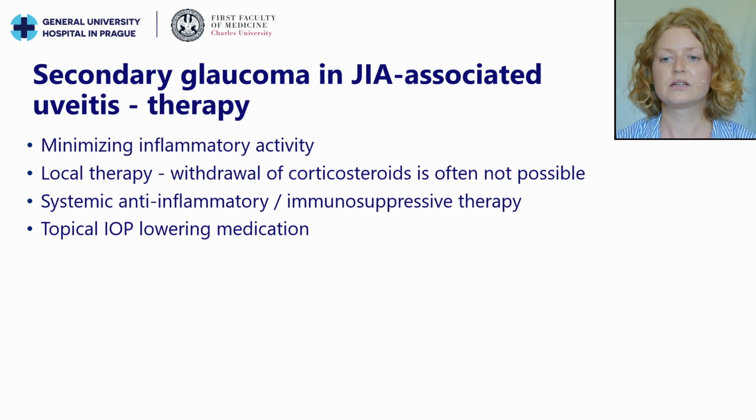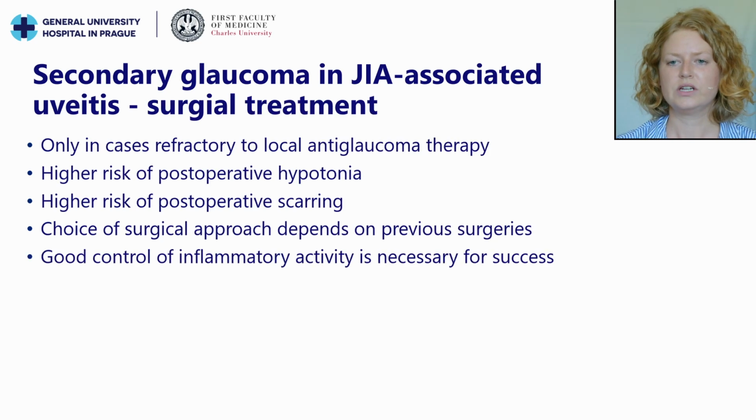The therapy of secondary glaucoma in JIA-associated uveitis is aiming at reduction of intraocular pressure. At the same time, anti-inflammatory treatment is used to minimize intraocular inflammation. Systemic anti-inflammatory and immunosuppressive therapy is used to control the underlying disease. Surgical treatment is reserved only for refractory cases.